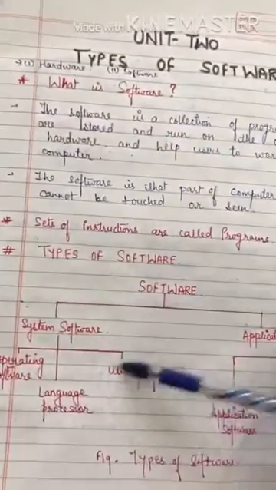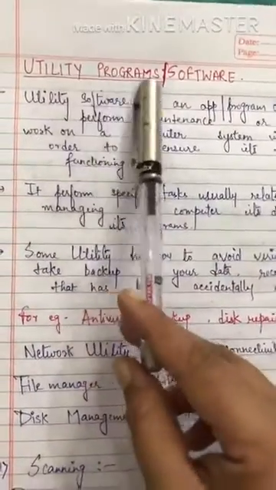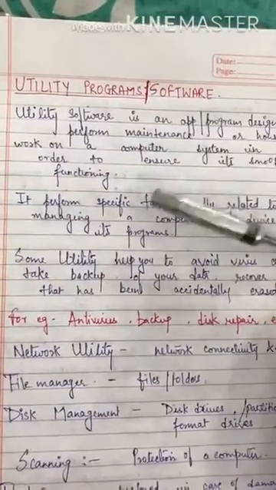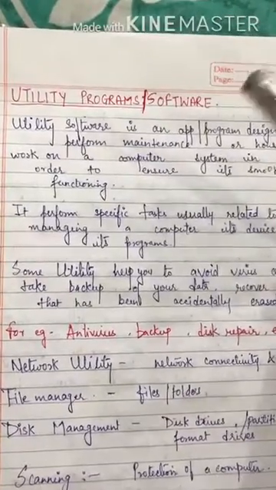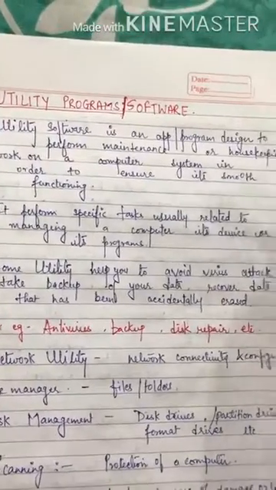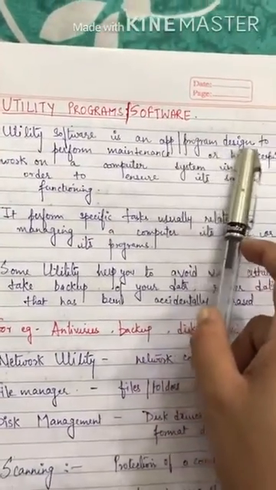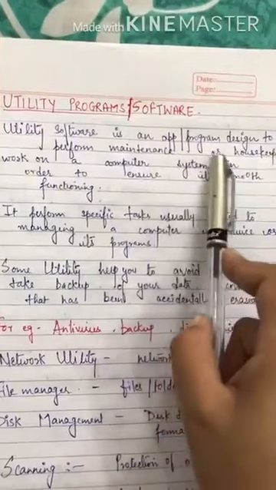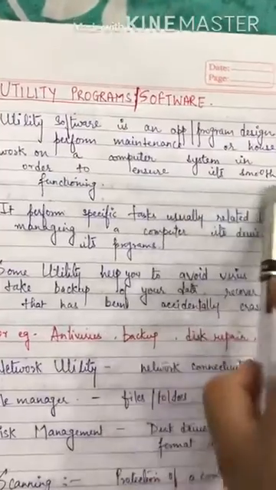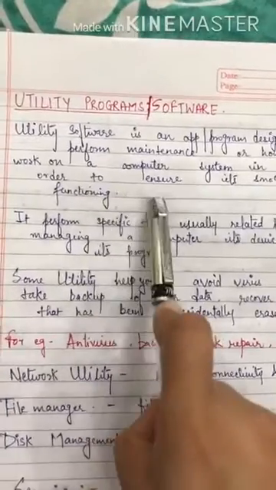So now let us start with the topic of utility software. Today's first topic is utility programs and software. What are utility programs and software? Utility software performs specific tasks, usually related to managing a computer and its devices or its programs. Utility software is a program designed to perform maintenance or housekeeping work on the computer system in order to ensure its smooth functioning. Smooth functioning means it helps the computer to perform better.